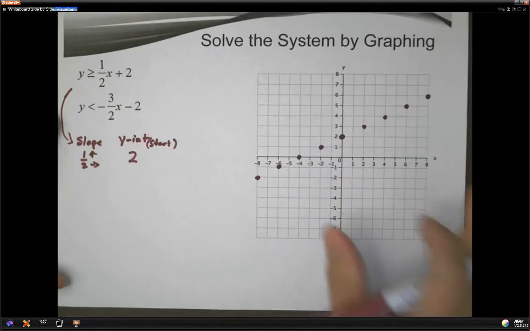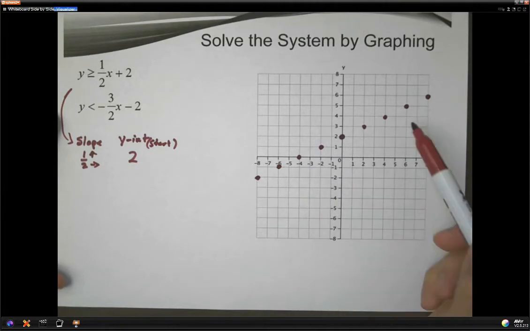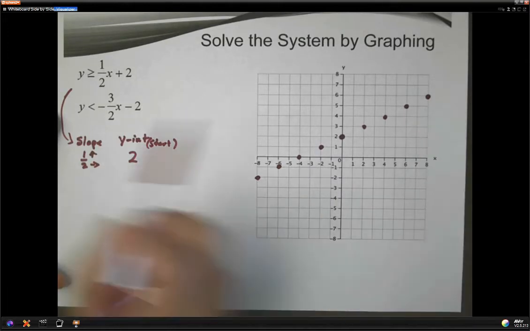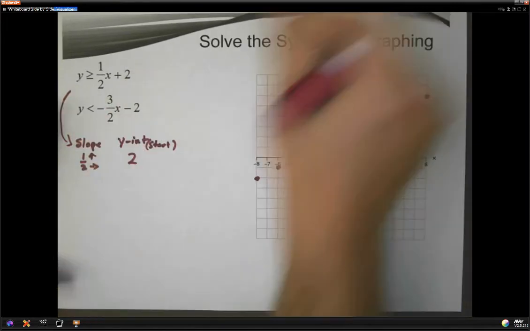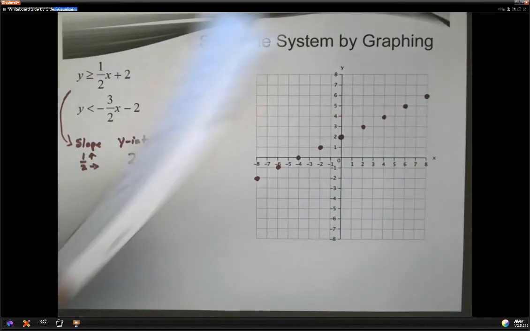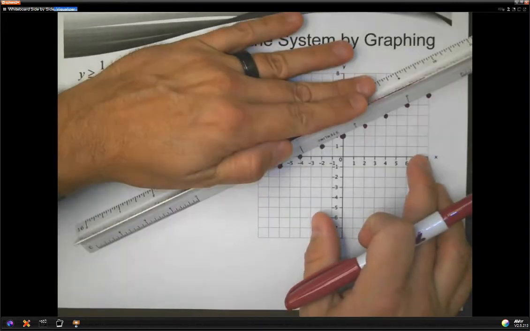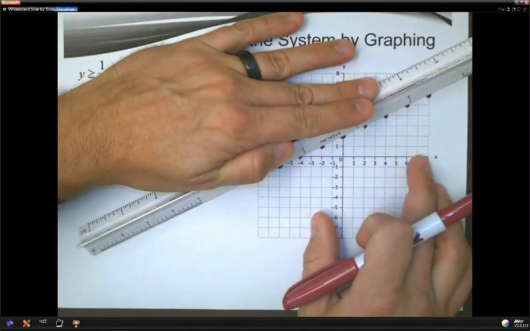Next was to determine if it's going to be a solid or dashed line. Because it is equal to, remember, that implies it's going to be a solid line. So because it's equal to, we can go ahead and draw our solid line.